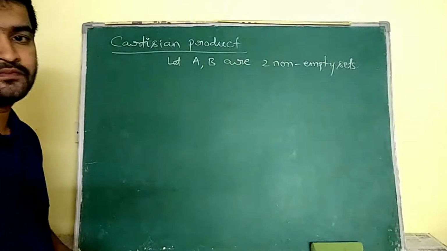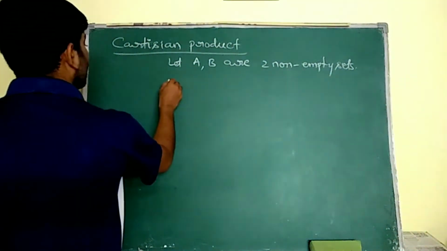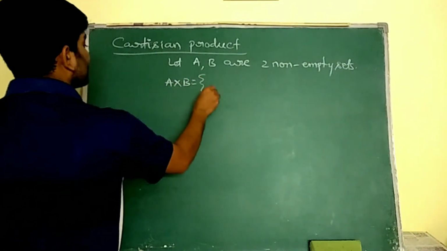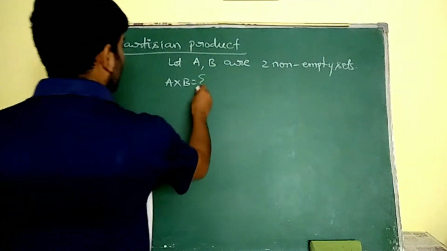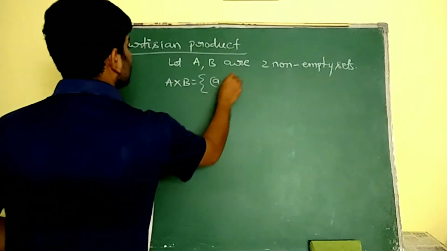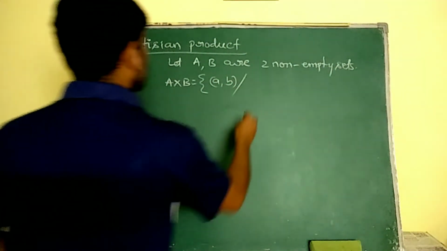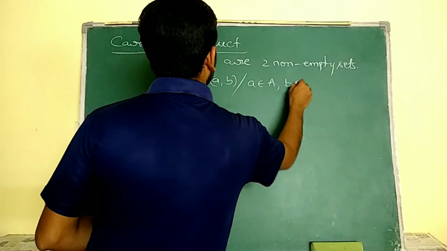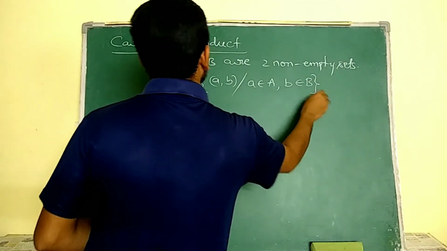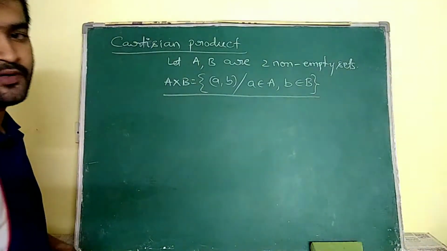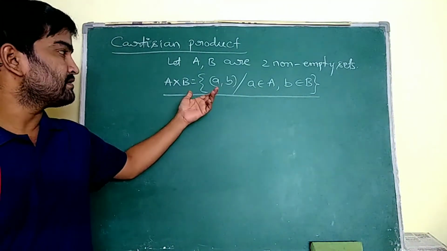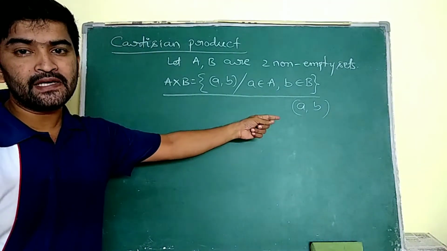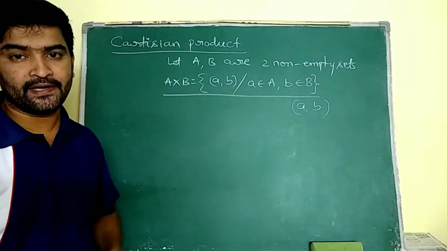Then the Cartesian product of A, B is expressed as A cross B. It is written as {(a, b) such that a belongs to A, b belongs to B}. This is the set builder form of a Cartesian product. Here (a, b) is known as an ordered pair.